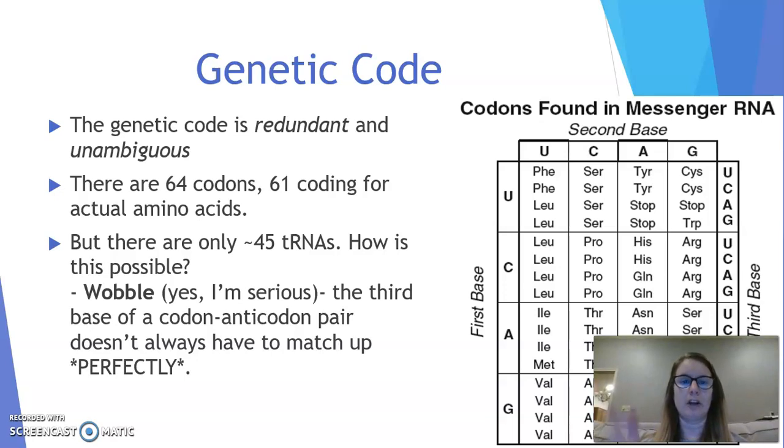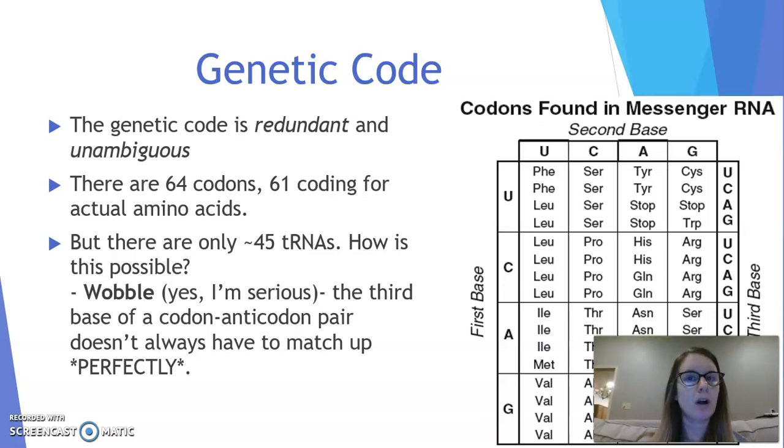However, there are 64 codons, so those numbers don't match up. You would think, oh, well, if there's 20 amino acids, then there's 20 codons. There's not. There are 64 codons. 61 of them are considered coding because they code for an amino acid. So that's the redundant part. There's more than one codon that can code for the same amino acid.